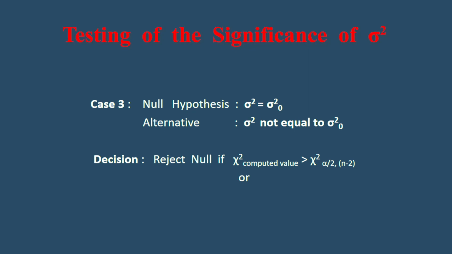So we go by the null hypothesis, which says that the chi-square computed value is greater than chi-square alpha by 2. So this alpha by 2 is basically the level of significance, because a two-tail distribution is being considered, comma n minus 2 is the degrees of freedom, and similarly we can go for the less than type. But both types have to be taken into consideration when we go for sigma square not equal to sigma square O.